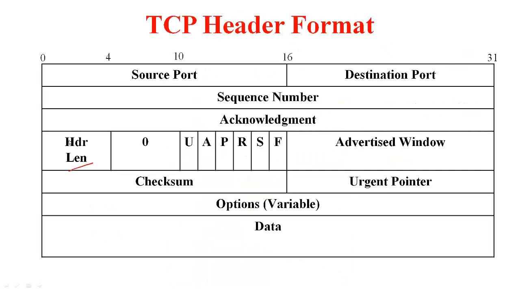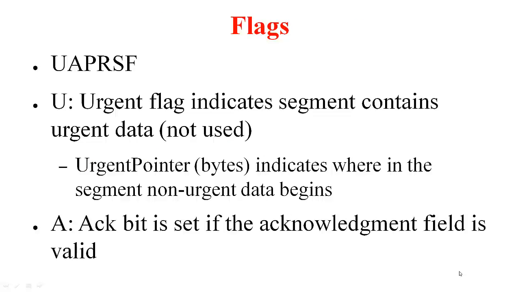Following this is the header length. So you specify what is the header length. You need to specify this because there are options here. In case there are no options, the TCP header length is 20 bytes. Then there is this reserved field which is set equal to 0. Following this are the flags. So let's look at flags U, A, P, R, S, F.